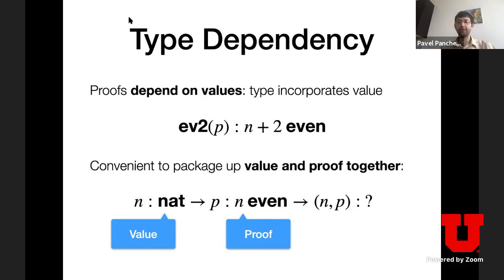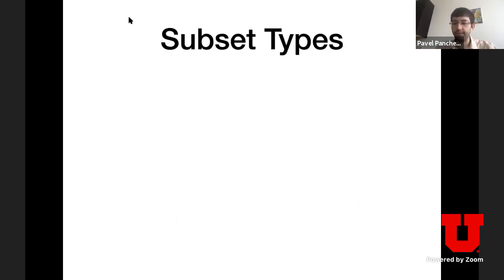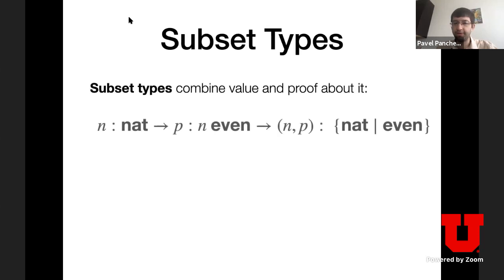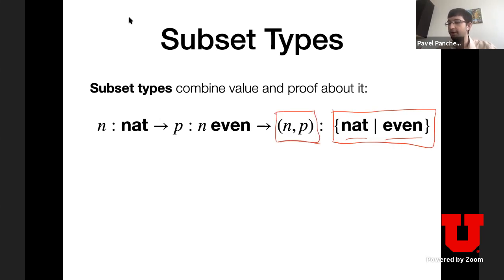Well, in languages like Lean, we usually call this sort of type a subset type. And we have a syntax that looks something like this. So we say that it's n comma p is a natural number that is even. And of course, the values of this type, maybe you think more of as pairs. They're a pair of natural number and proof.